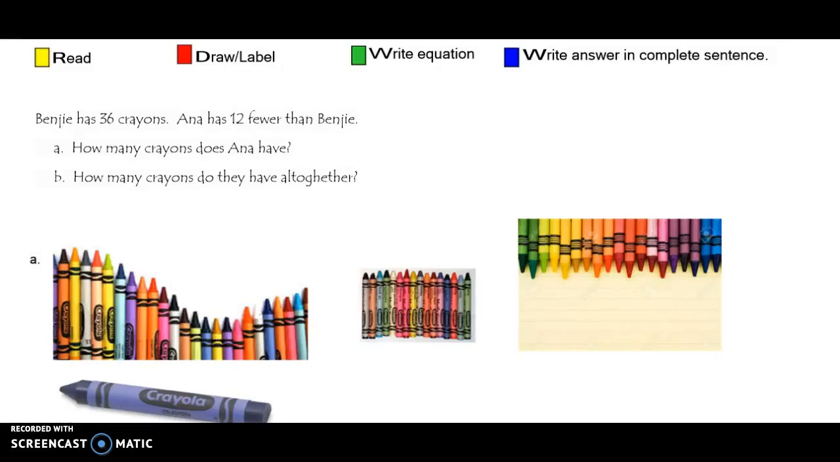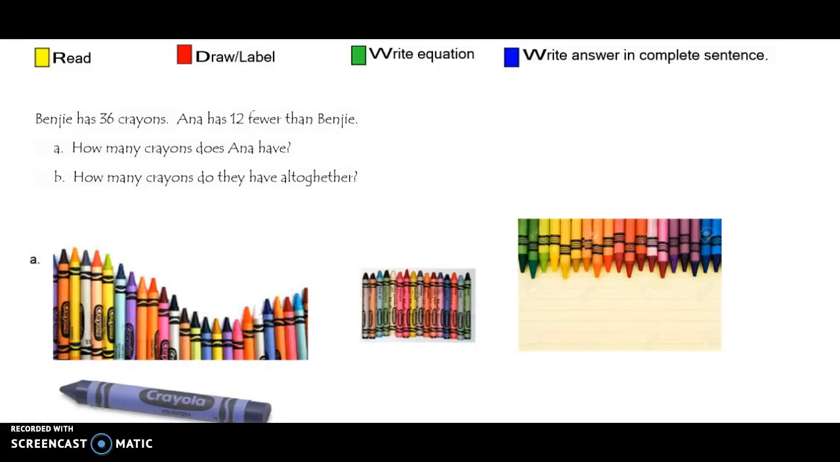So to stop for just a second, I want you to try to visualize. Benji has 36 crayons, and instead of just seeing a jumble of crayons, try and visualize 3 sets of 10 and 6 ones. Now, Anna has crayons, and I want you to just imagine a bundle of crayons in her hand, because her crayons are 12 less than what Benji has. So I really don't know exactly how many she has.